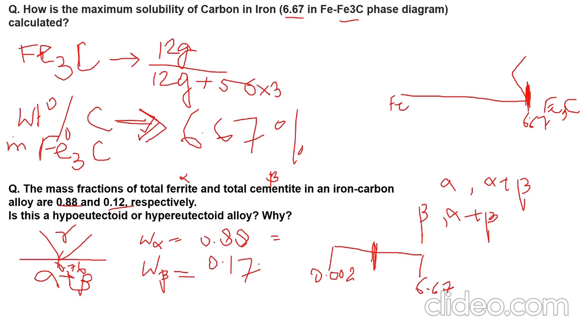So the weight of alpha, we can calculate it. Say, for example, this is our y, because we have to calculate only alpha. So I will write it as y divided by 6.67 minus 0.002. So you can calculate the value of y. What is the value of y here? 0.88.